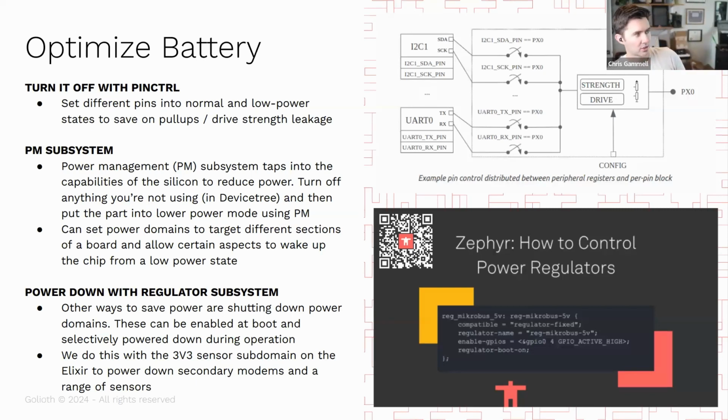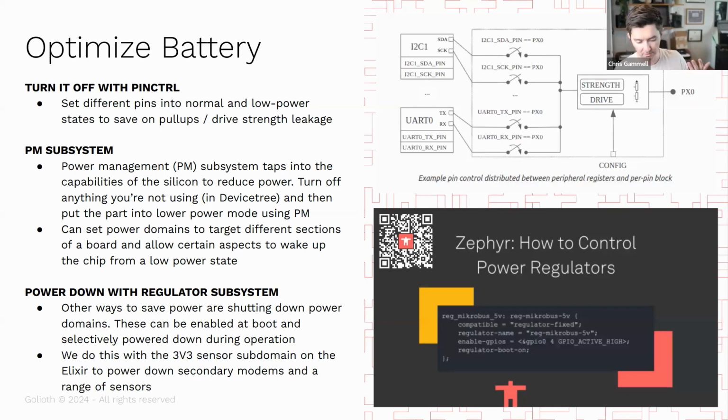Pin control is a system that basically allows you to have different modes for pins. One good example here, from one of the Zephyr doc sites, is that you might have different drive strength on a push-pull kind of pin, where in a low power mode you just turn that off so it's not leaking current.